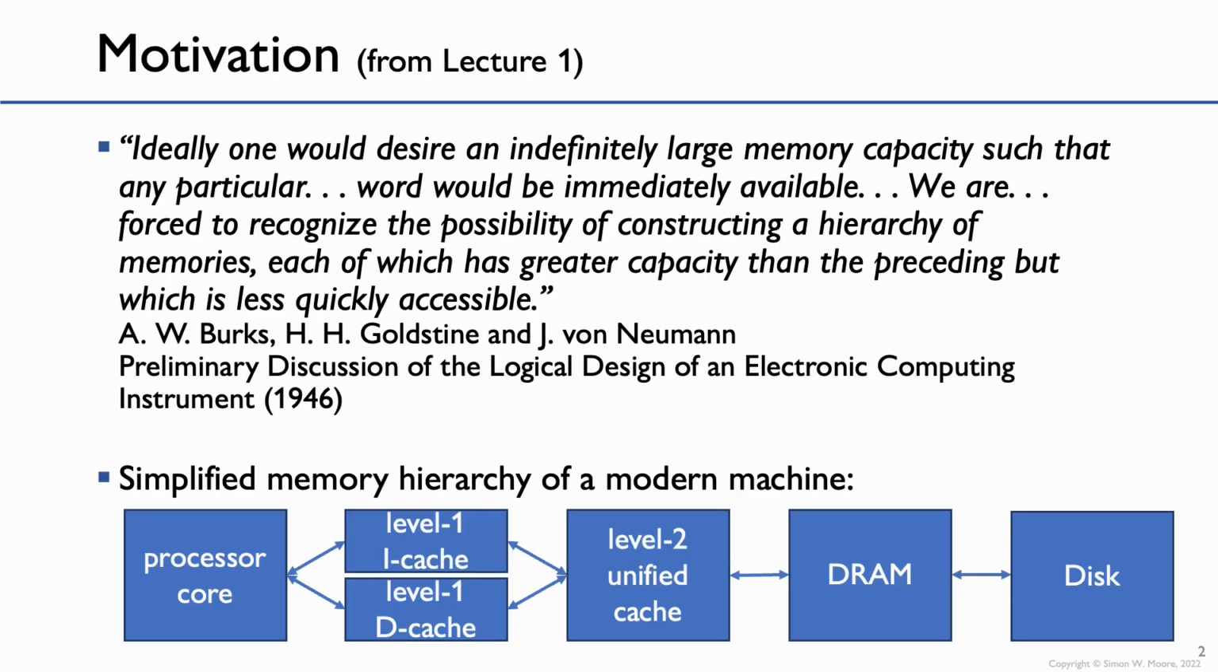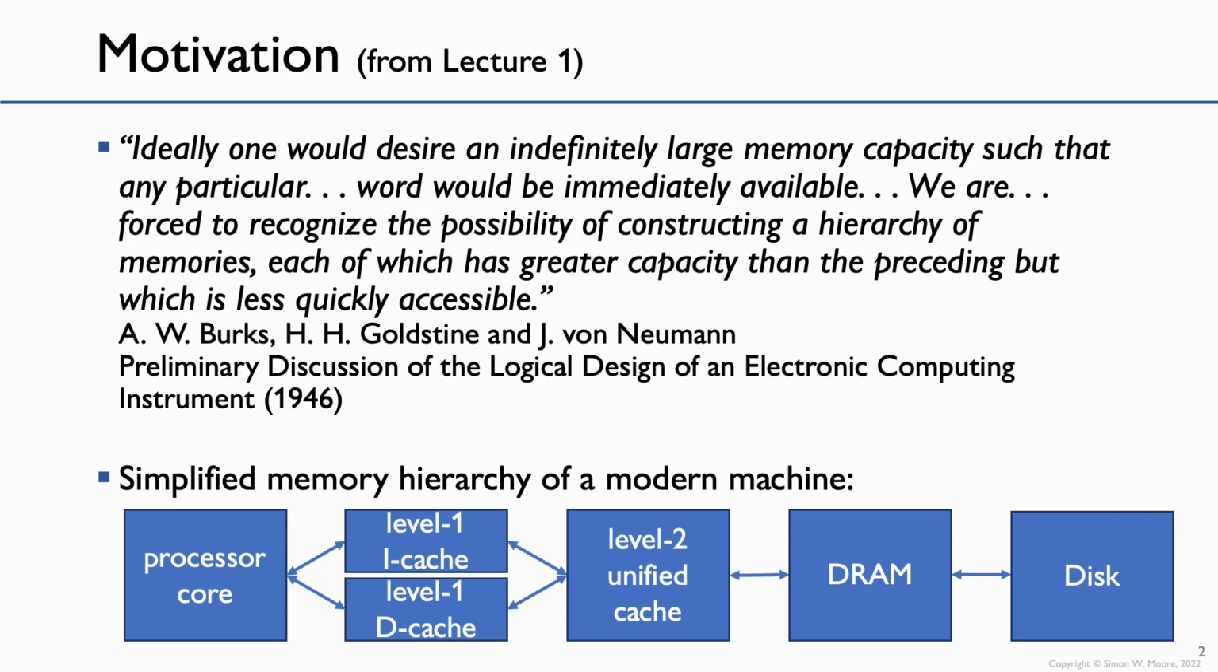So the motivation for this lecture really stems from an observation back in the 1940s that I talked about in Lecture 1. If I just read this quote from this old publication: ideally, one would desire an indefinitely large memory capacity such that any particular word would be immediately available. We are forced to recognise the possibility of constructing a hierarchy of memories, each of which has greater capacity than the preceding, but which is less quickly accessible. Okay, and this problem is very much with us today.